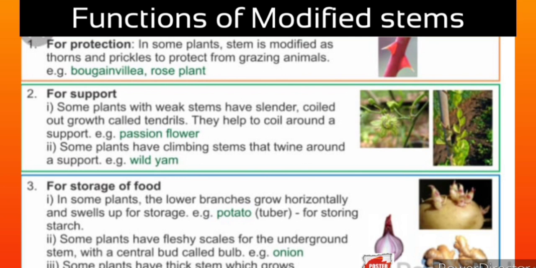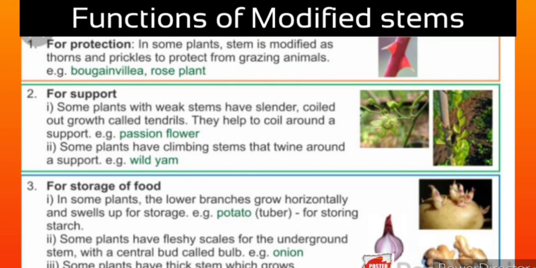Third is for storage of food. In some plants, the lower branches grow horizontally and swell up for storage. For example, potato for storing starch. Some plants have fleshy scales on the underground stem, for example, the onion. Some plants have a thick stem which grows horizontally below the soil, for example, the ginger. So all this potato, onion and ginger which we eat, they are all examples of stems.